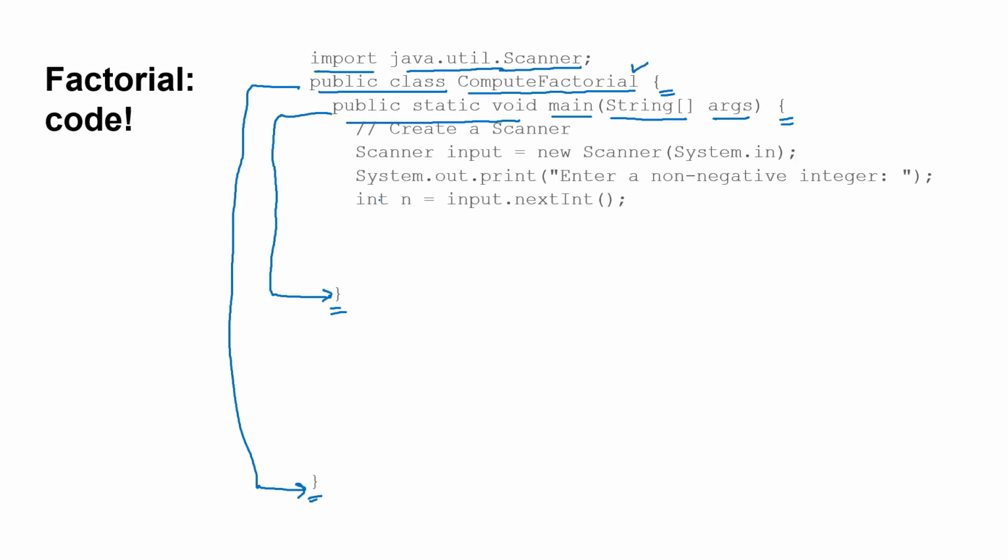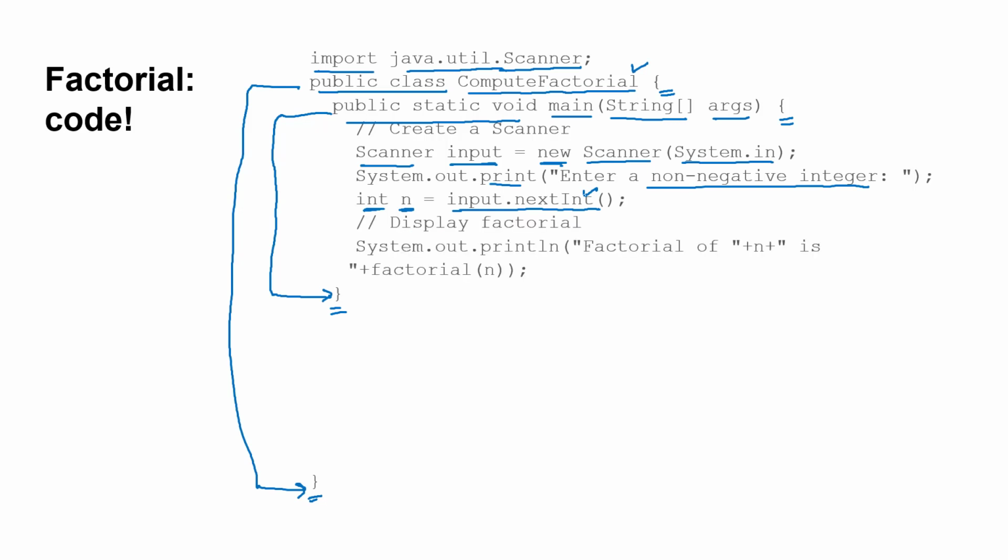Well, we'll create an object named input, which is of type Scanner class, using the constructor Scanner here, System.in, which is for the keyboard, and we would need the new keyword. Then we are prompting the user for a non-negative integer, and in the variable n, which is of type integer, I'm getting that value from the user by saying input.nextInt.